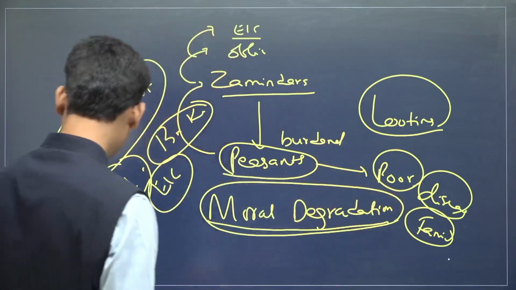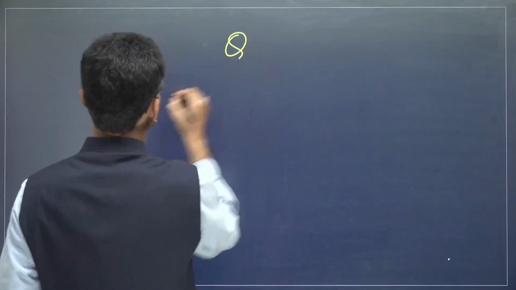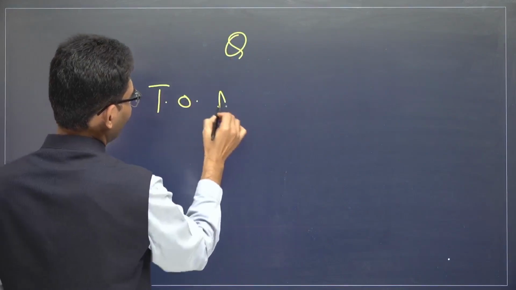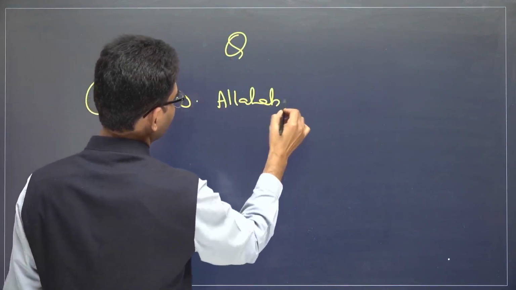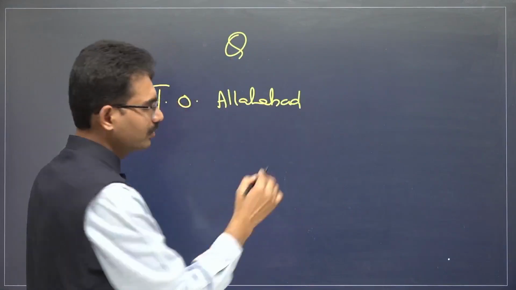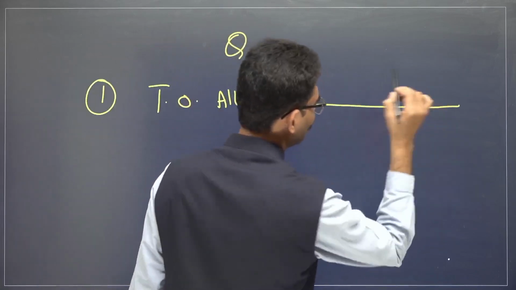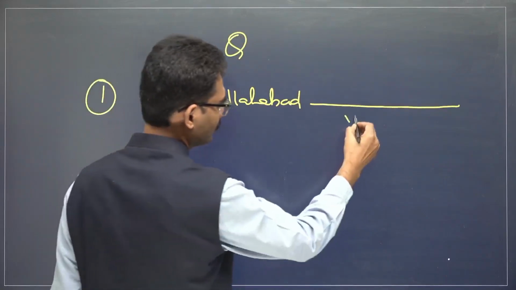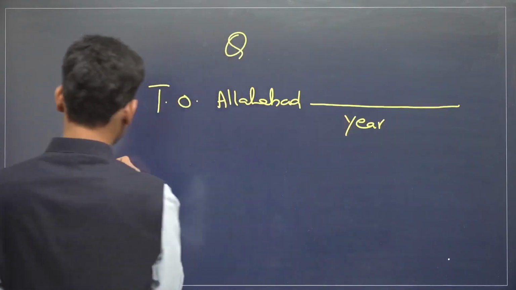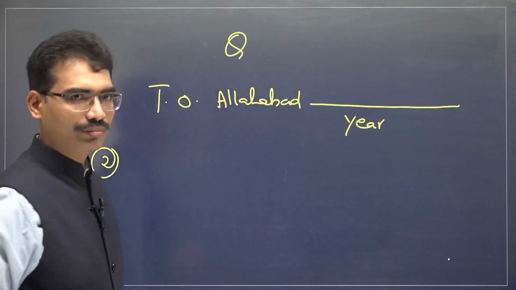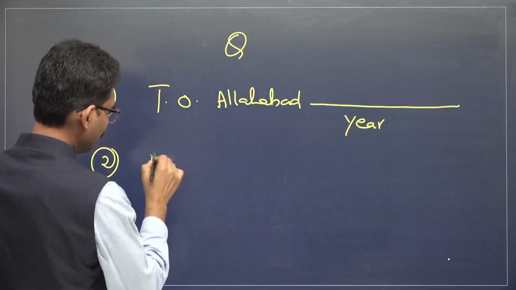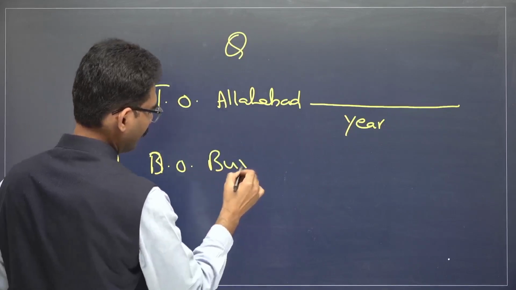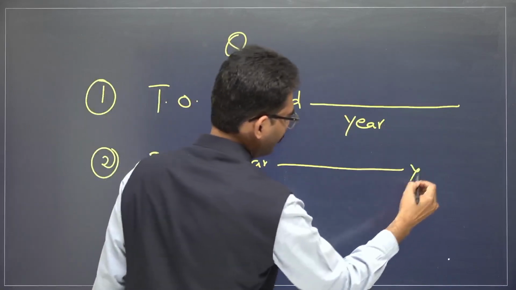All right, I will give you the questions, answer them. Number 1, the Treaty of Allahabad was signed in which year? Next, the Battle of Buxar took place in which year?